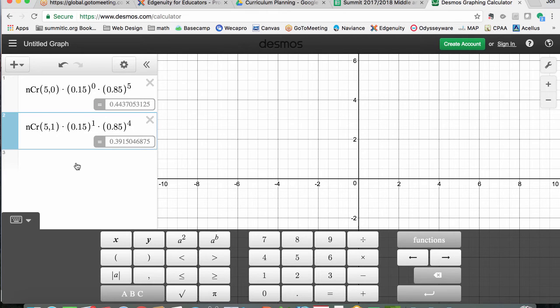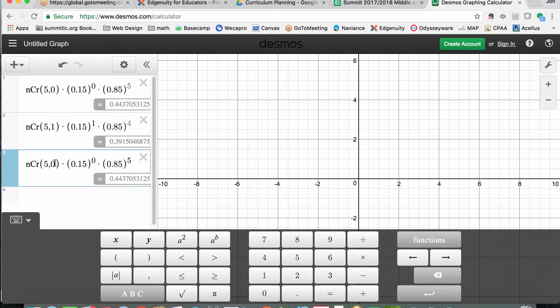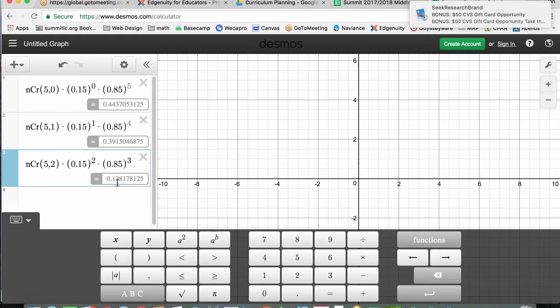I'm going to take that same formula, and now we'll calculate instead of 0 days or 1 day of an explosion, what if there's 2 explosions. So out of those 5 days, 2 of those days are explosions, 3 of those days are not explosions, and it's this right here, 0.138. Okay, I got those written down.